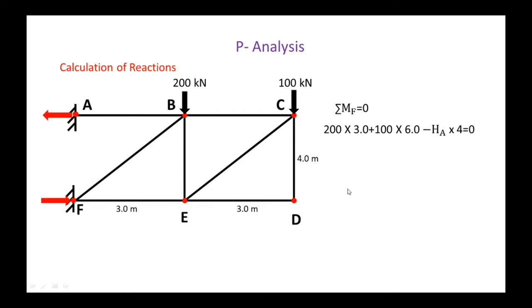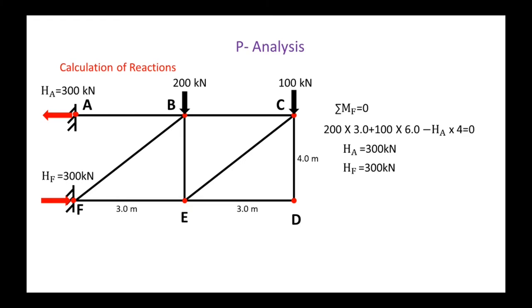So take sigma MF: 200 into 3, this is the clockwise rotation, then 100 into 6, this is other than the clockwise rotation, that is why positive, and here HA into 4, this is the anti-clockwise rotation, that is why it is minus, that is equal to 0. So HA becomes 300 kN. So HF becomes also 300 kN, but in the reverse direction, because sigma Fx is equal to 0. So here is 300 kN towards left, so 300 kN towards the right. So HA becomes 300 and HF also becomes 300 kN.